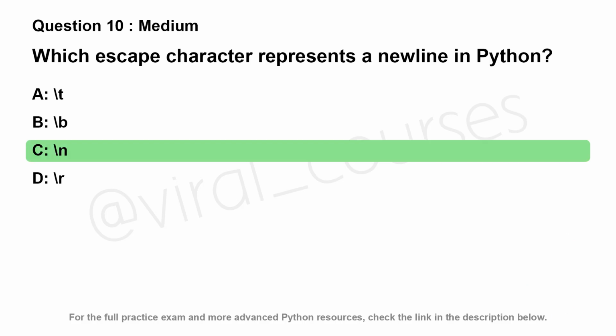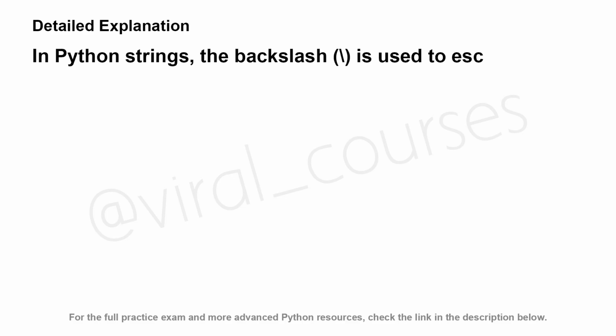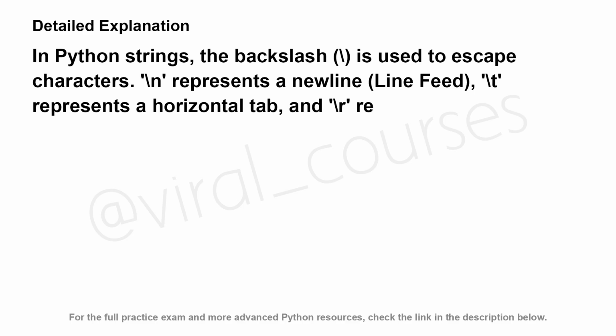The correct answer is C. In Python strings, the backslash is used to escape characters. \n represents a new line feed. \t represents a horizontal tab, and \r represents a carriage return.